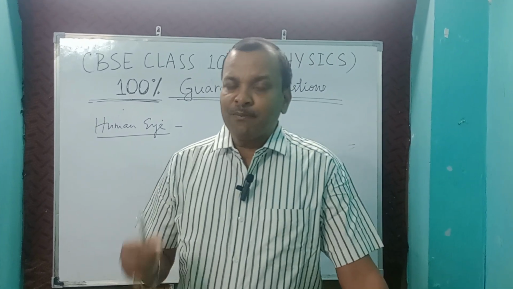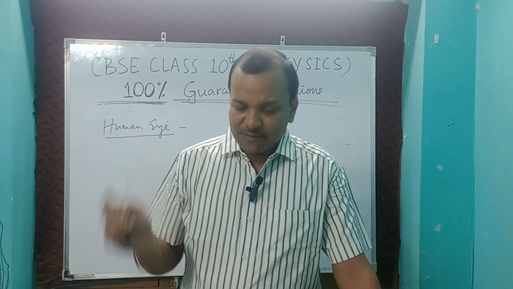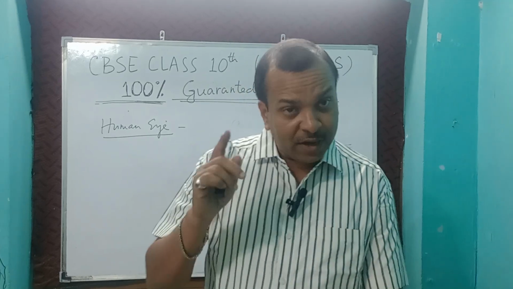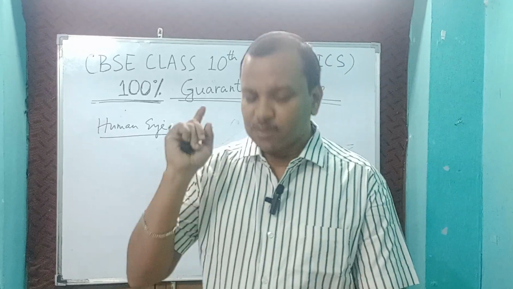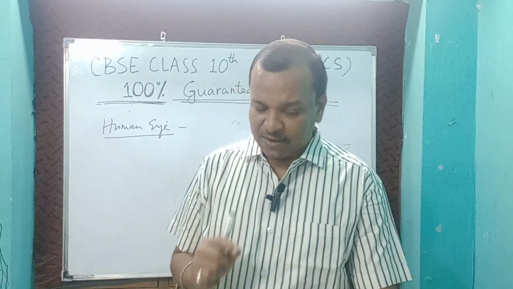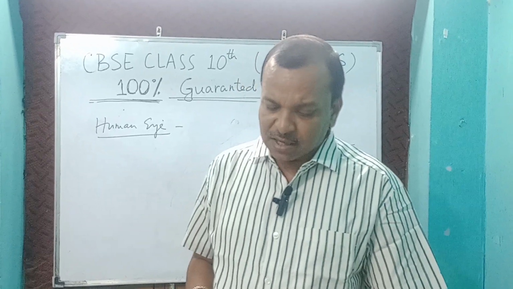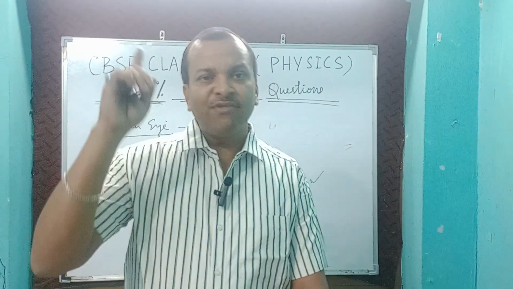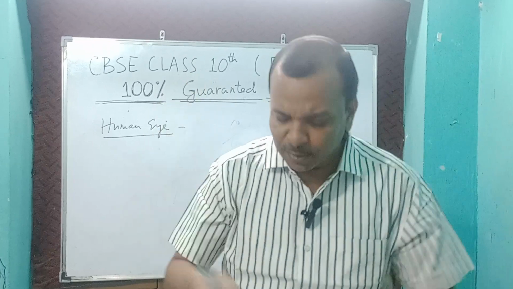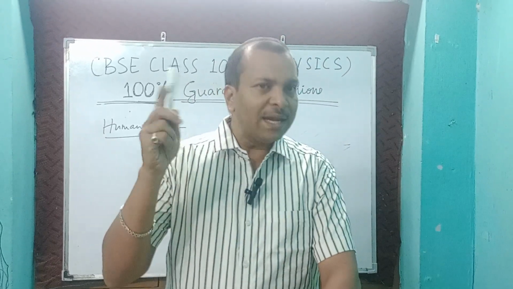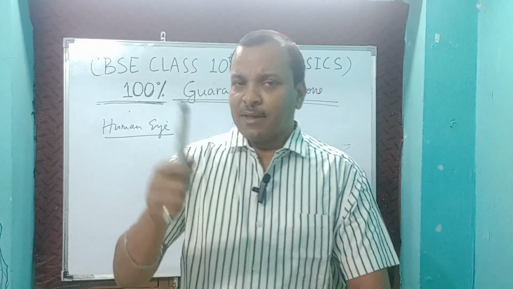Go for questions number 5, 6 and 7. You are going to get one question from there. Question number 5. A person needs a lens of power 5.5. This is very, very important. Extremely important question. You are going to get this question this year.